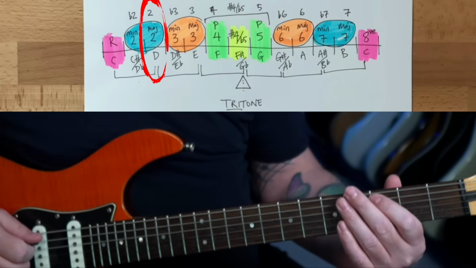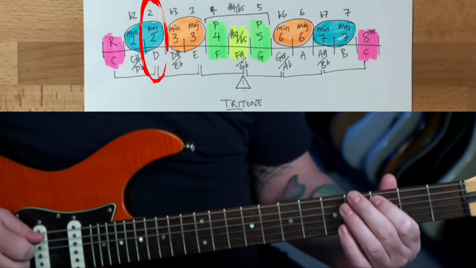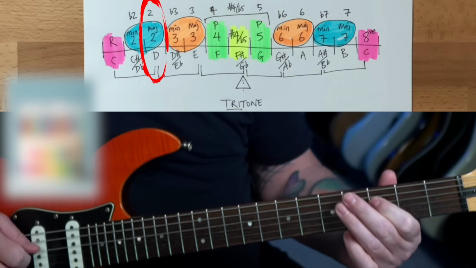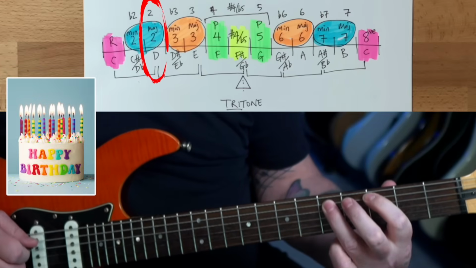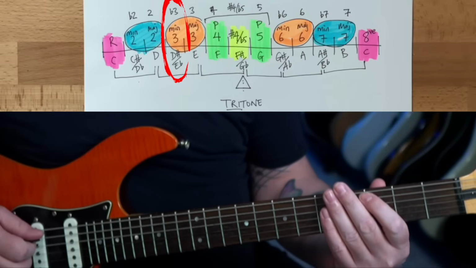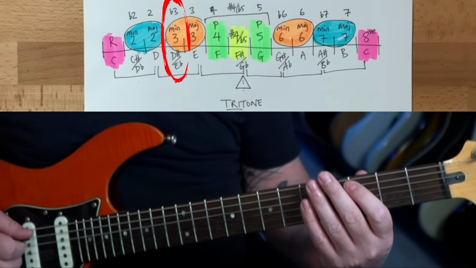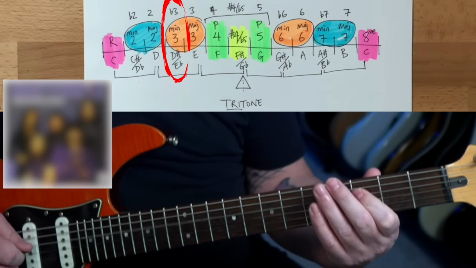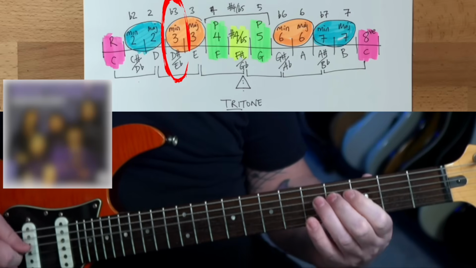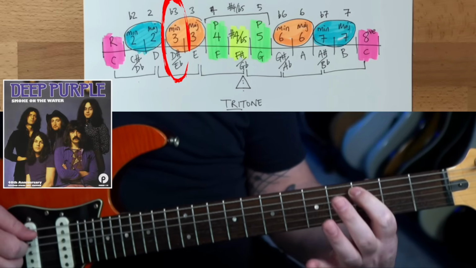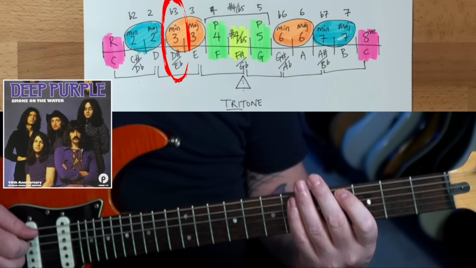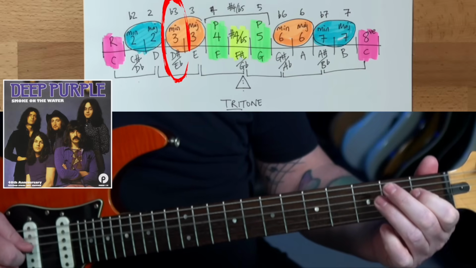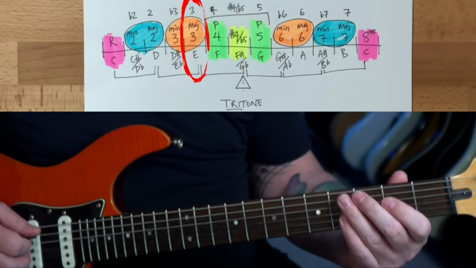This is the major second, and this is the theme that you might know. This is the minor third, and this is the theme you might recognise. We can also play it on the next string as well. This is the major third.